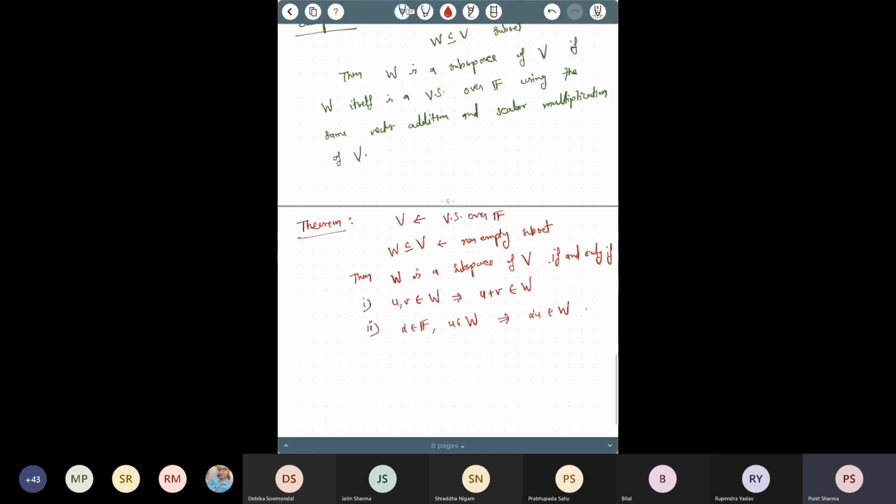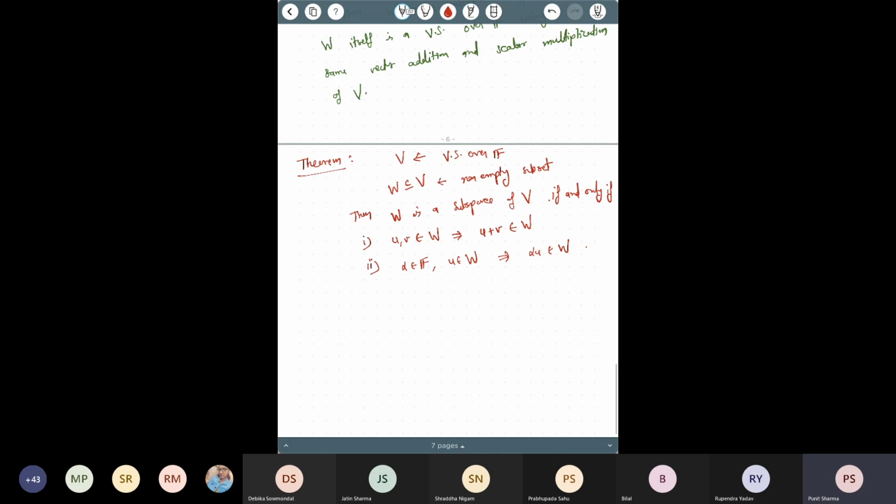Now this is an if and only if result, so you have to prove both sides. One side is very straightforward. Which one is straightforward? When W is a subspace. If W is a subspace, then it has to be closed under addition by definition, and it also has to be closed under scalar multiplication. So this is by definition, and it is straightforward. What about the only if direction?